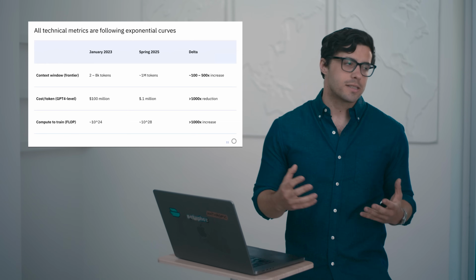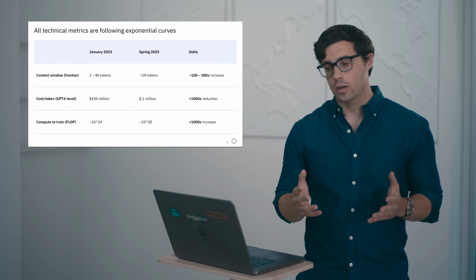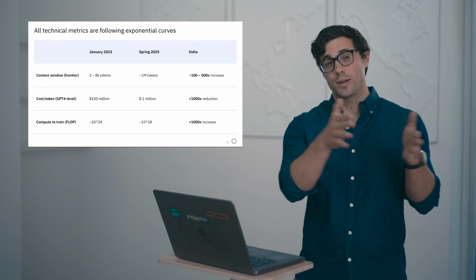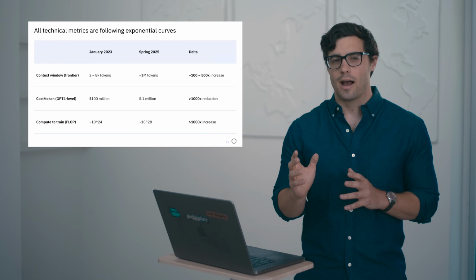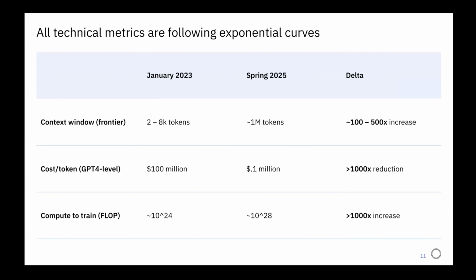What we also see is that if you look at the technical metrics that matter in this space, they're also all following exponential curves. So a couple of examples here. The context window of frontier models, which is essentially how much data they can reason about when they're making an inference, has gone up somewhere between 100 to 500x over the last year and a half, depending on how you measure it. The cost per token for a GPT-4 level model, so if you fix quality over the last year and a half, for a given quality, the cost has reduced by over 1,000x. And then if you look at how much compute is used to train frontier models, so this is essentially correlating with the size or the amount of compute put into making them what they are, that has also gone up 1,000x over the last year and a half.